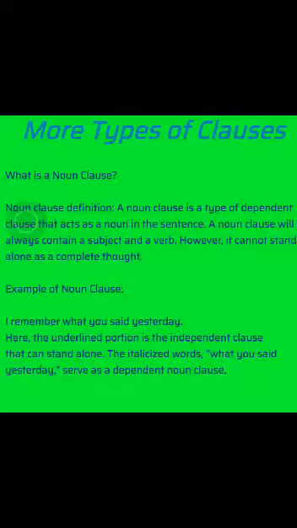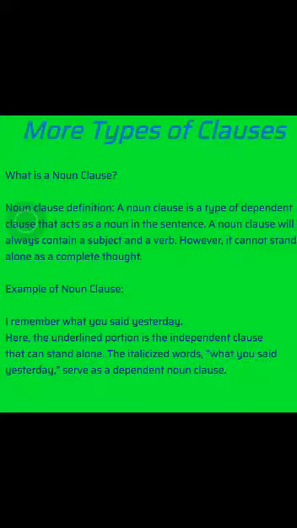Here are some more types of clauses which you have already known, I think. Now to come to the noun clause. What is a noun clause? Noun clause is a type of dependent clause that acts as a noun in the sentence. जो noun की तरह सेंटेंस में कार्य करता है.